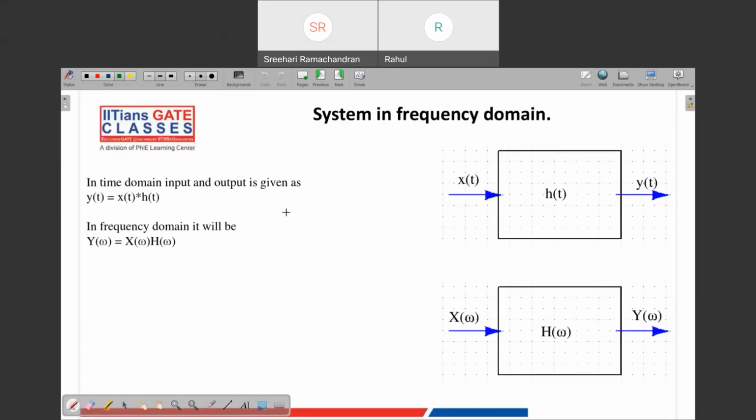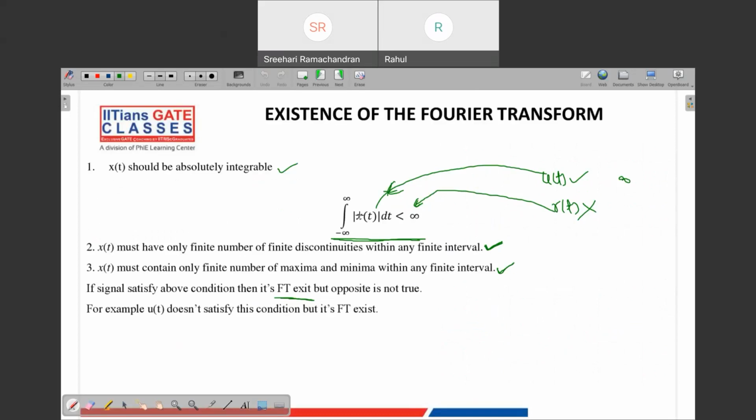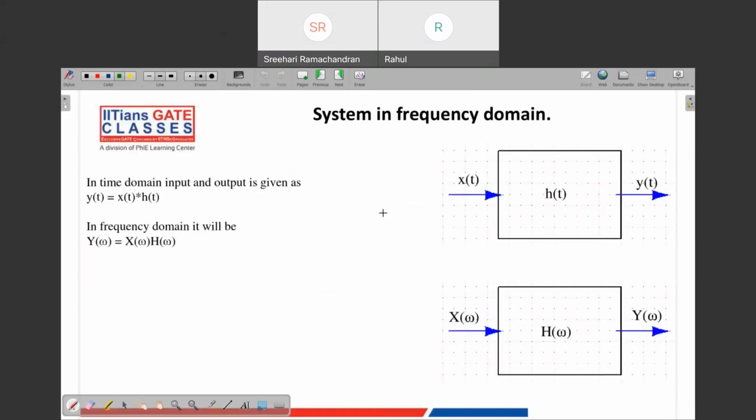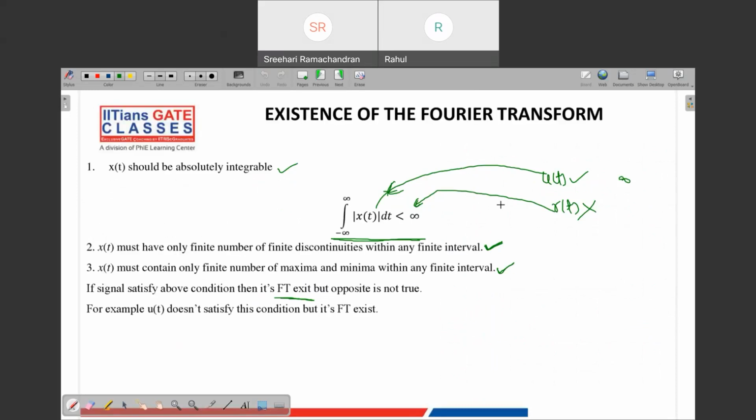Let me go to the next slide. Okay, I will stop here. I think it's already 10:30. For the rest of the topics, the only topics remaining for the Fourier transform are the steady state analysis and the system response. I will try to finish those in the next class.